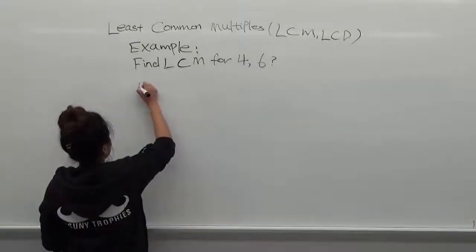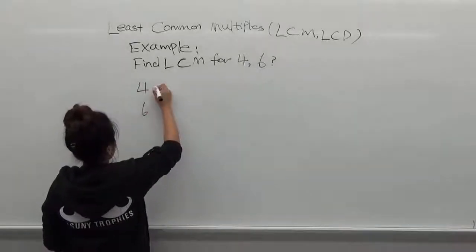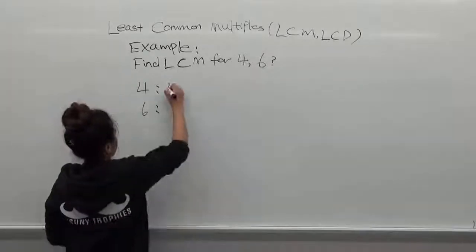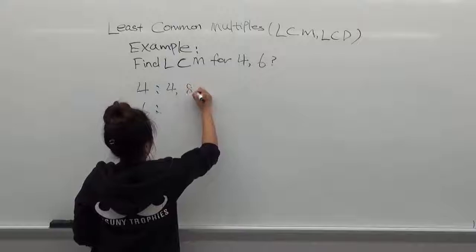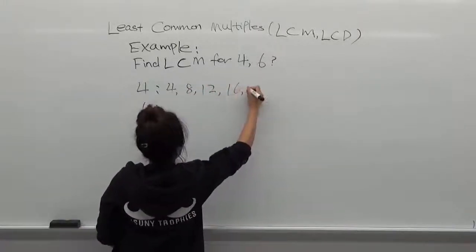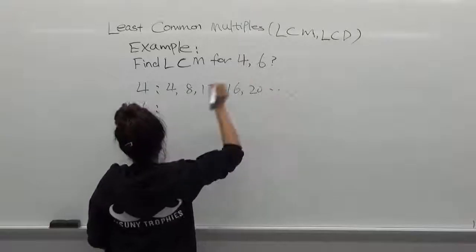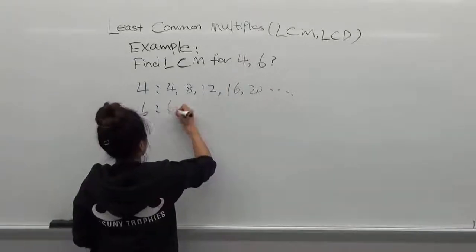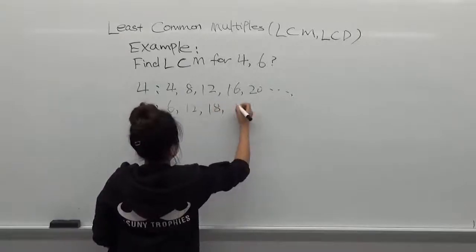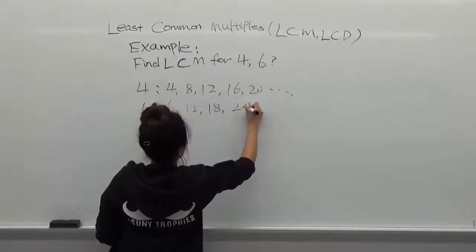For the first method, we're going to list the multiples for each number. The multiples of 4 are 4, 8, 12, 16, 20, and so on. And the multiples of 6 are 6, 12, 18, 24.